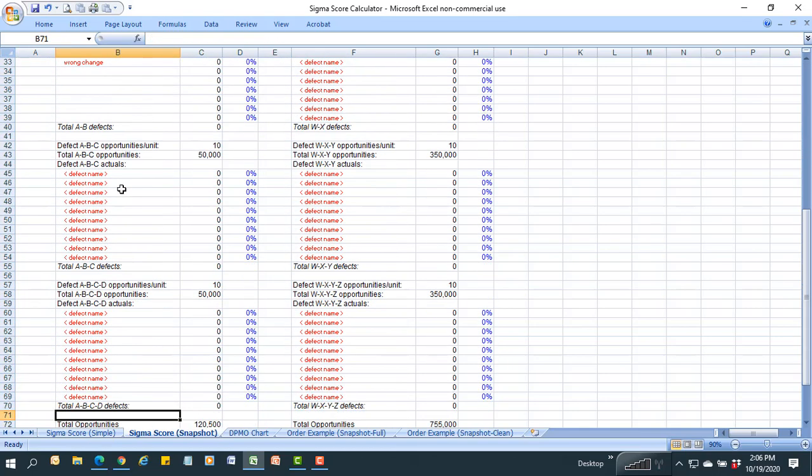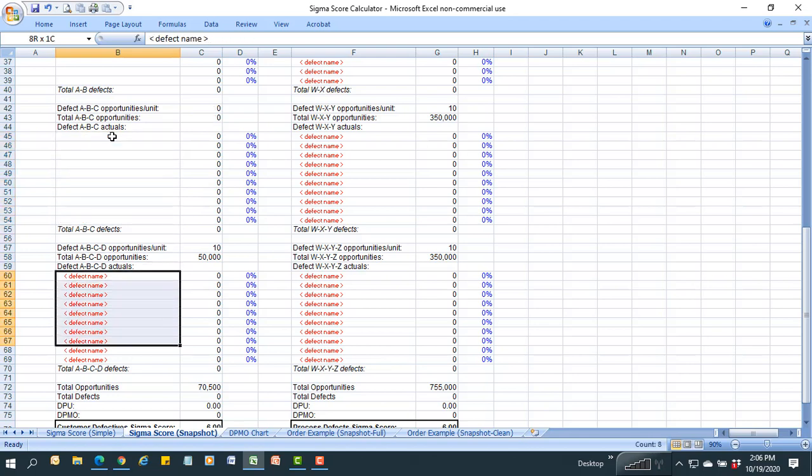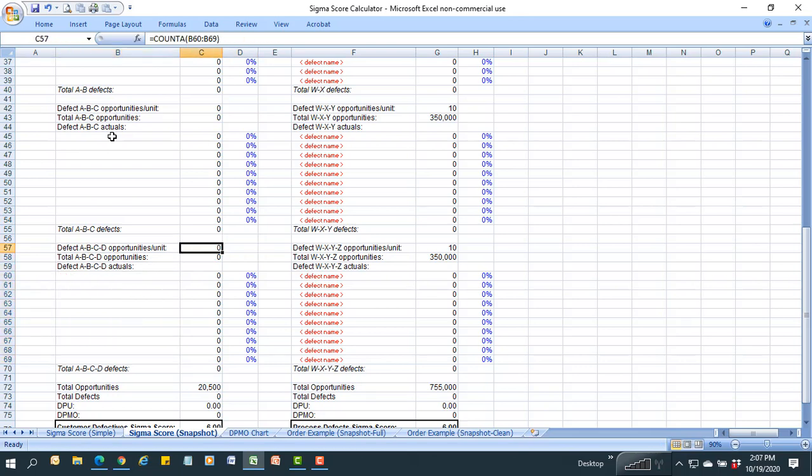So as I scroll down, I have places I could have entered the defects had I gone to an ABC level of hierarchy, which I didn't use. So I'm going to eliminate these defect names. And the ABCD hierarchy, lowest level, which I did not use, I'm going to eliminate that. By doing that, you're zeroing out the number of opportunities. You don't have to clean up the spreadsheet any more than that.